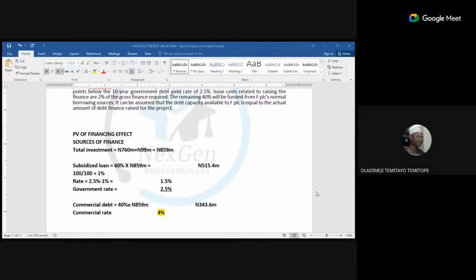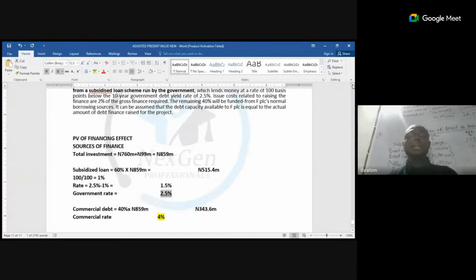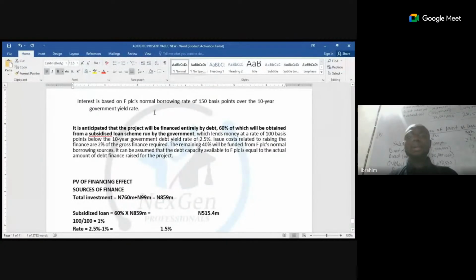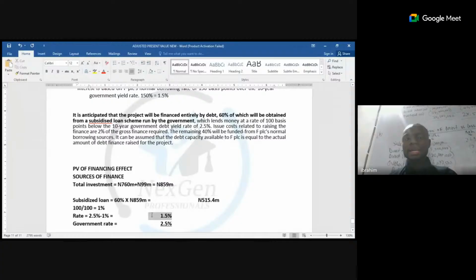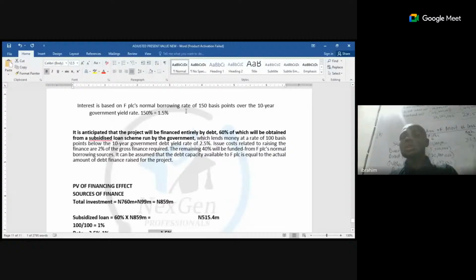So note in note 5. What's the relevance of it? Because we are going to use that note 5. I'll bring it here. That is why I said 150 basis points divided by 100 gives you 1.5%. And this is the 1.5% of the subsidized. This is it here. Don't forget that they said it is a normal borrowing rate of 150 basis points over the 10-year government yield.